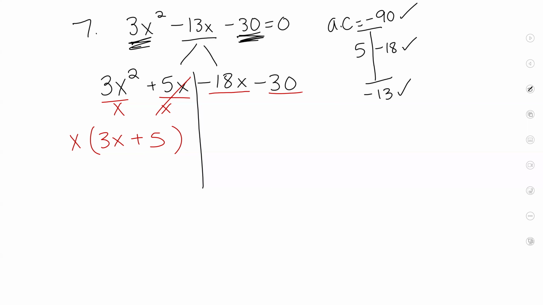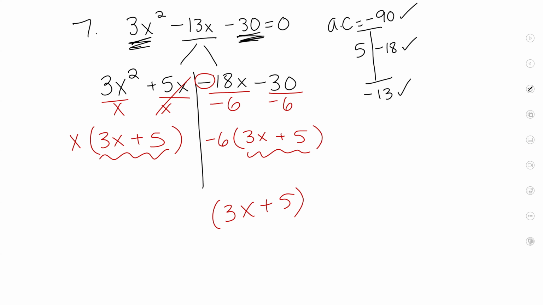What can they both be divided by? Negative 6. Guys, if this number is negative, we must divide by a negative. So negative 6 will be on the outside. What's negative 18 divided by negative 6? 3. Positive 3. 2 negatives make a positive. Negative 30 divided by negative 6 is 5. So guys, you see how these match? That means we did it correctly. That will go in one parentheses. What is on the outside will go in the other one. So those are your two factors. Set them both equal to 0.